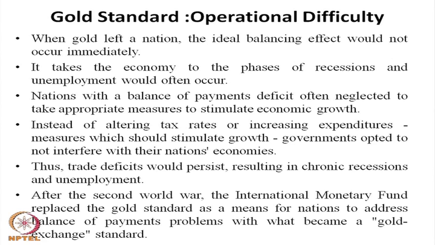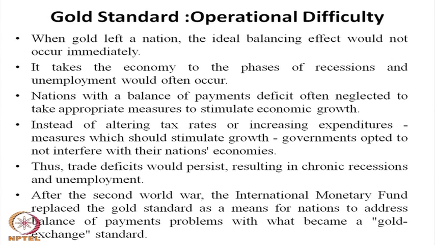In many countries, the government may not reduce the supply of money in the economy because gold has left the country. It takes the economy into phases of recession and unemployment, which affect the entire economy as a whole. When gold leaves one country, it may face recession, because the money supply reduction leads to the production process coming down, and when production or economic activity comes down, there will be unemployment in the economy. For that reason, many countries, even though gold has left, may not reduce the money supply, and this automatic balancing effect may not occur. Without the automatic balancing effect, the gold standard cannot continue.